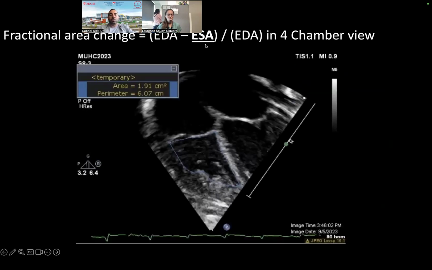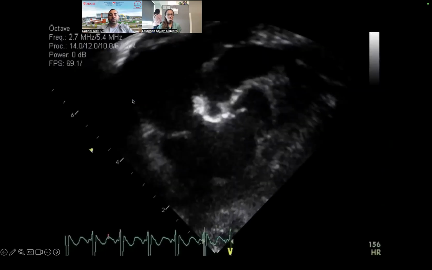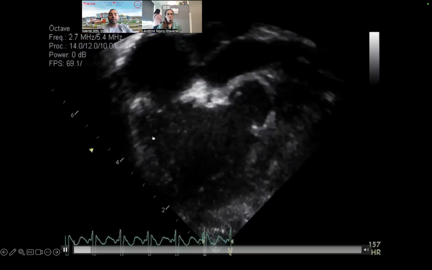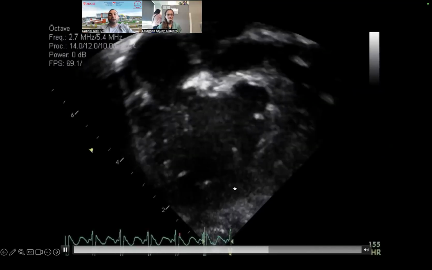And so here, that's an example of end systolic area where I trace the contour in systole, and then I trace the contour in diastole, and I do the ratio of these areas, and then I get my FAC. You can also do this in this TED view or the apical anterior posterior view.